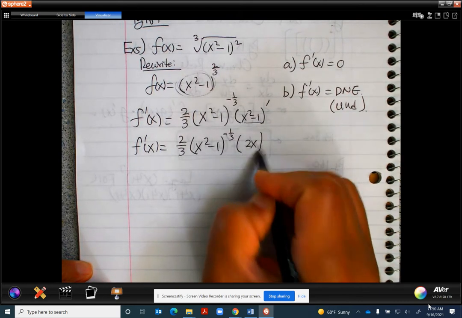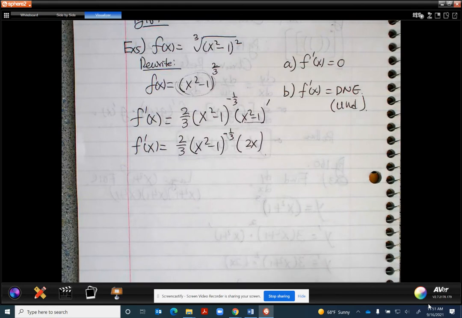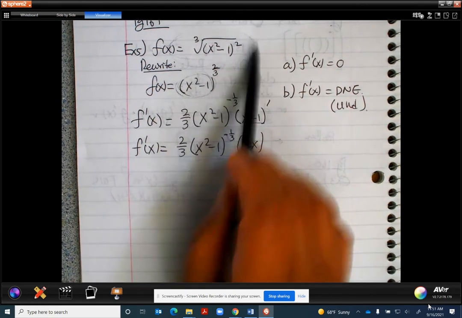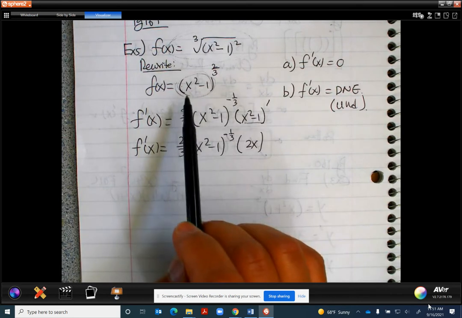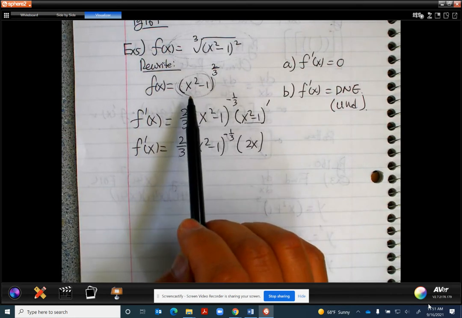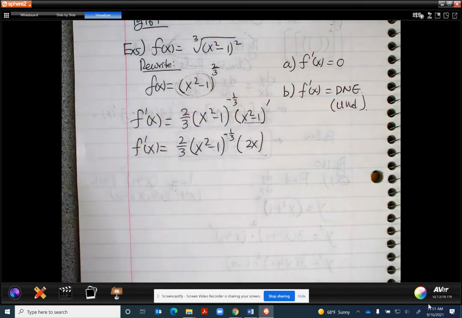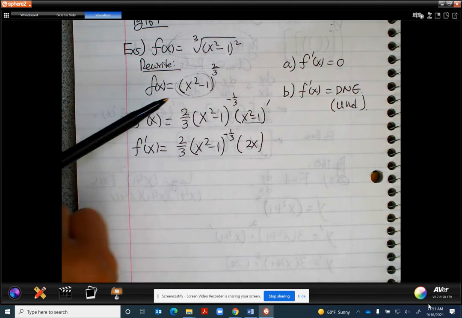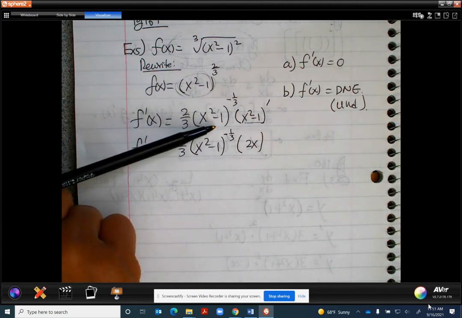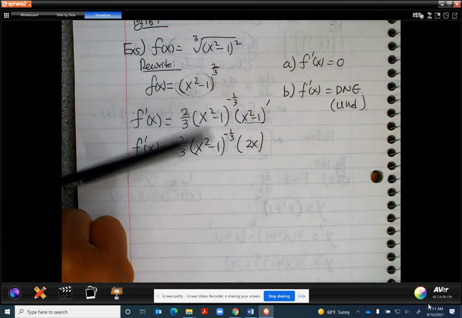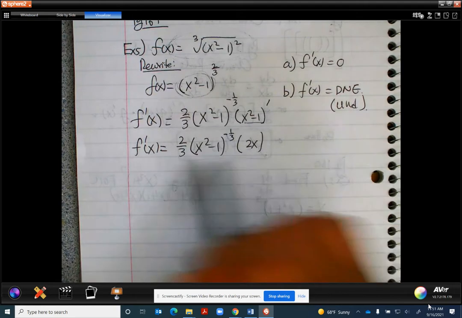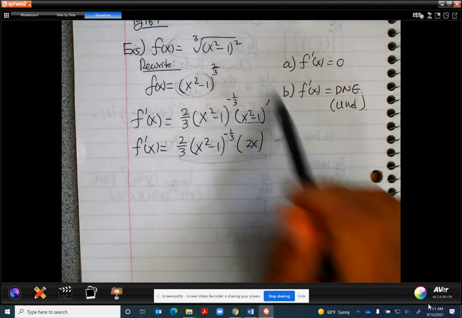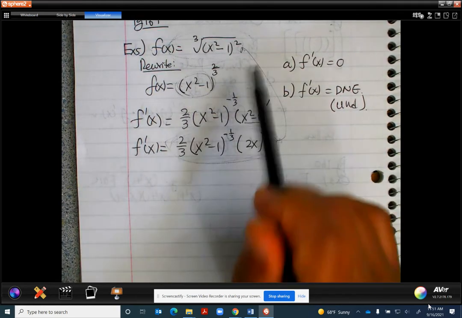2x. Okay, now we started with this notation, this form, right? Do you see this? We changed it to a form where we can use the power rule. Once we use the power rule and the chain rule, you want to put this back into this format. So can you simplify this so that we can change it into that format?